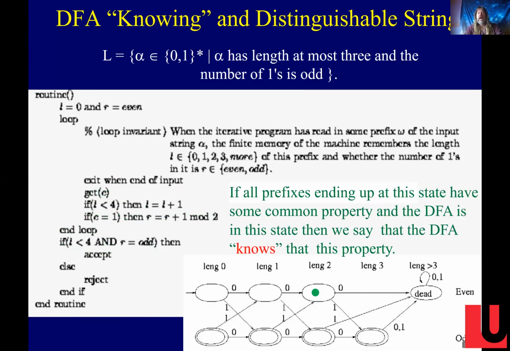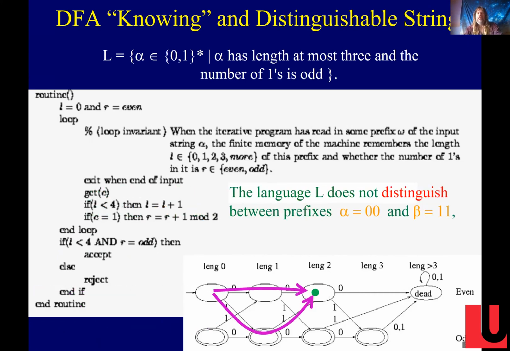All right, so the point is, we could list here all the inputs, or rather all the prefixes, that might arrive at a state. If I say 0, 0, I ended up here. And so you can talk about the properties that all of these inputs have. And if all the inputs that land here have the same property, then the DFA kind of knows that.